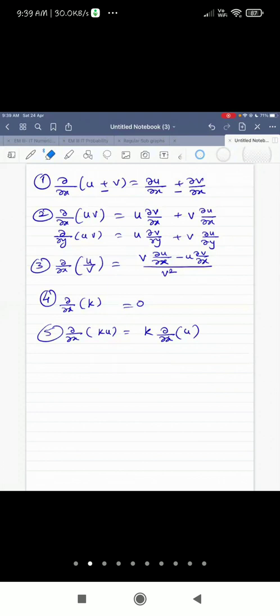So let us start the examples. I'll tell you simple examples first, and then we'll see how to find the derivative of composite functions and so on. Okay. So let us solve a few examples.